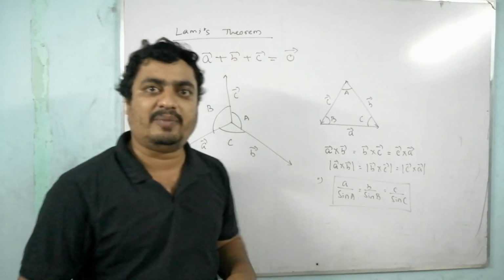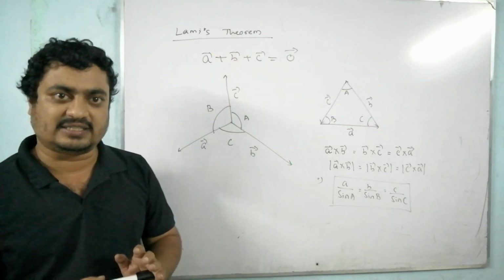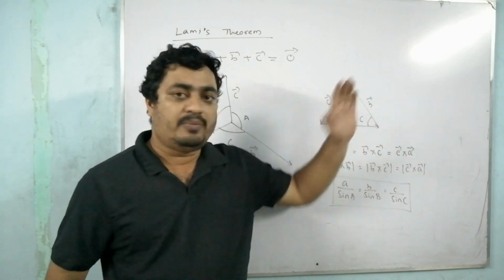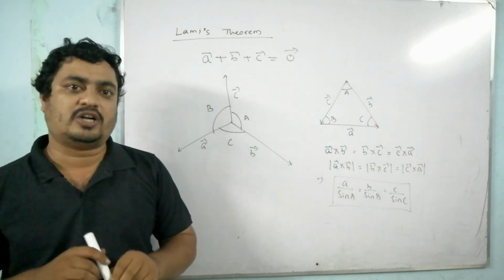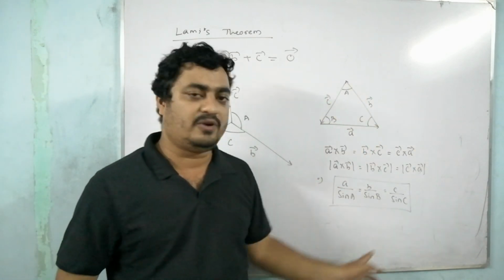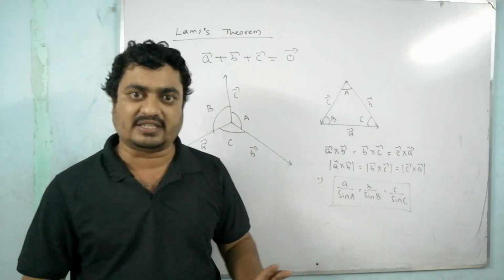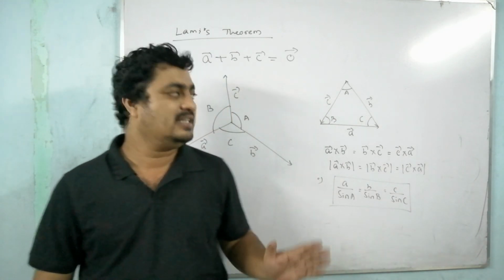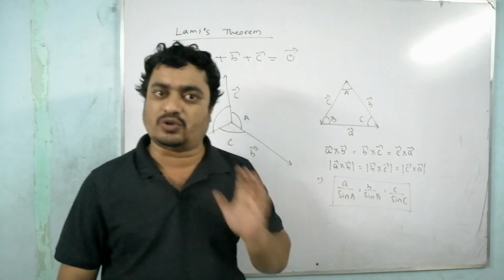Now this is all about the cross product of vectors. In the last class we went through the dot product, and in this class we have gone through the cross product of vectors. So in this class our chapter on vectors is over.